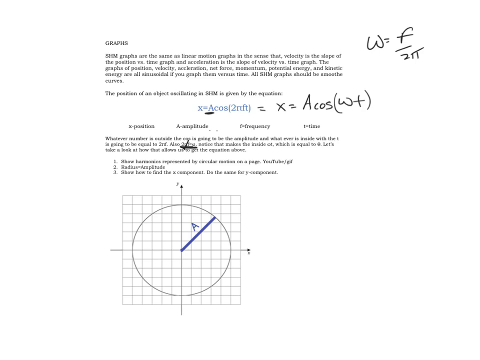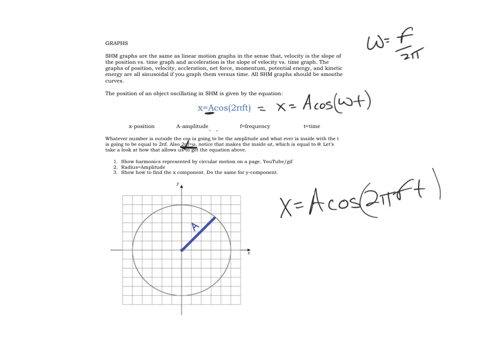So basically, if you want to find where you are at any given point in time, you would just need the formula a cosine 2 pi ft, and if you could define those terms a and f, you should be able to find where x is. That's how you would go about this.